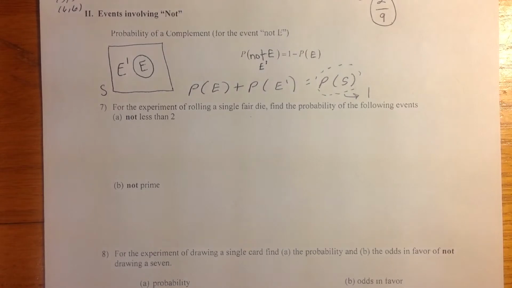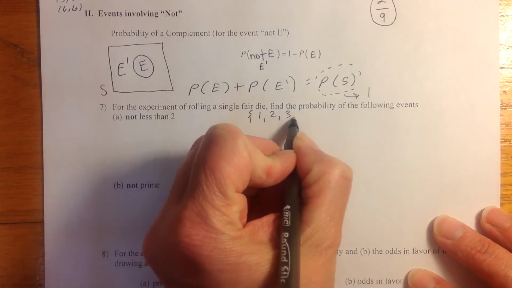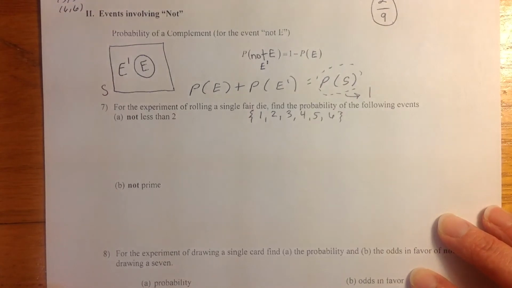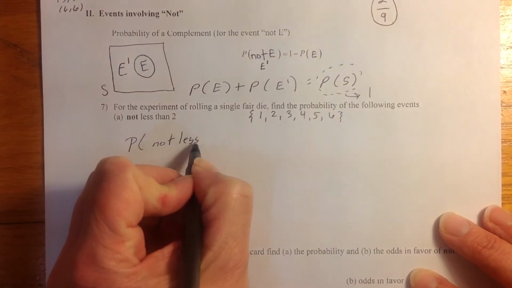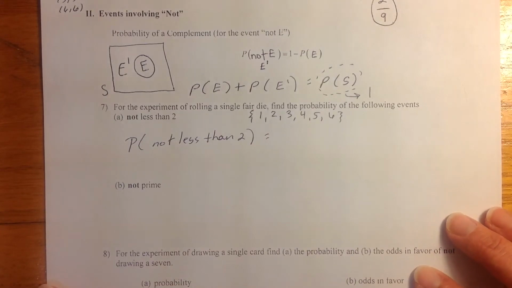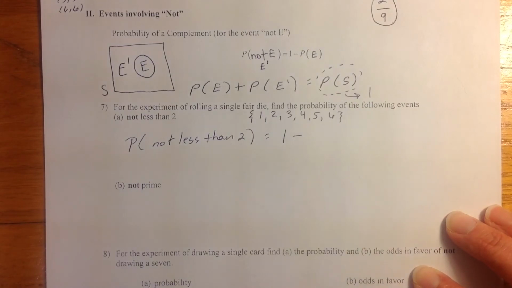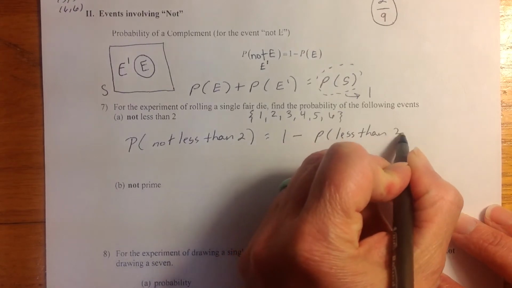So for the experiment of rolling a single fair die, find the probability of the following events: not less than 2. Well, let's look at our sample space. For a single fair die, we have 6 numbers. And I want to know the probability that I am not less than 2. Well, the complements idea says that I would do 1 minus the probability that I am less than 2.